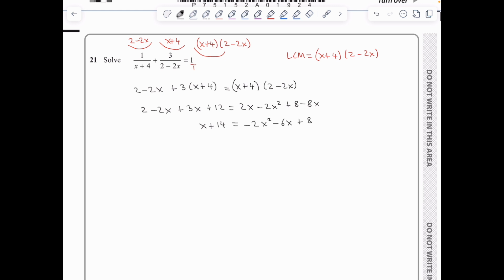I will be collecting everything on the left hand side, which takes me to 2x squared plus 7x plus 6, which factorizes into 2x plus 3 times x plus 2. So we have 2x plus 3 being equal to 0, or x plus 2 being equal to 0, which means that 2x is negative 3 or x is negative 2, and therefore we conclude that x is minus 3 over 2 or x is negative 2, a total of 2 solutions.